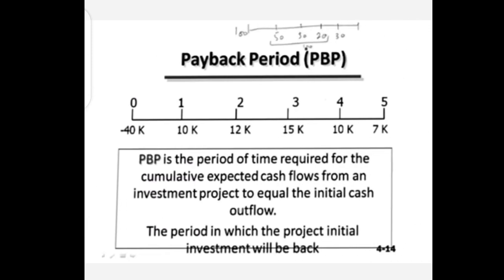So now we are moving forward to the project evaluation techniques. The first one is the payback period. So remember Mariam's Basket Wonders project. The initial outlay was 40,000. We were receiving 10,000 in the first year, 12,000 in the second year, 15,000 in the third year, 10,000 in the fourth year, and 7,000 in the fifth year.